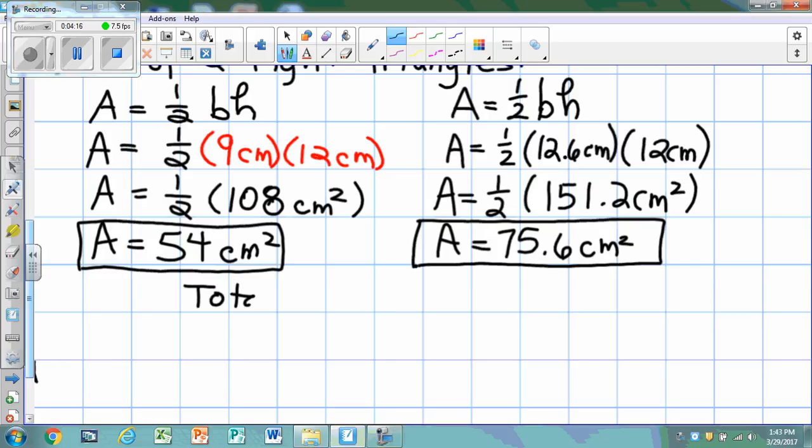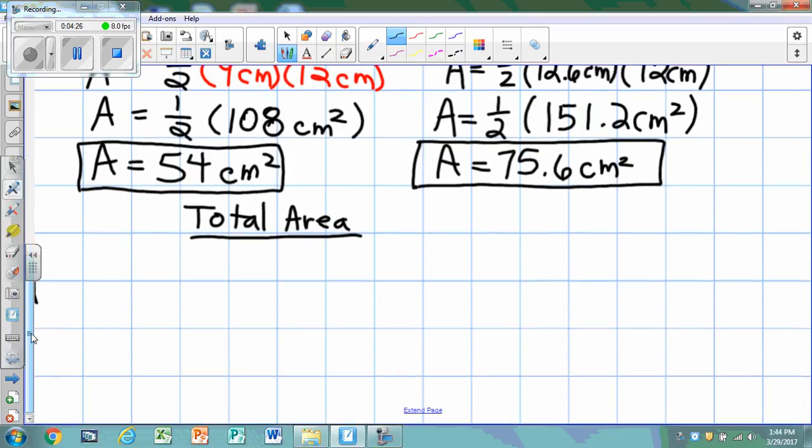So what's the last step we have to do to find the total area of those two right triangles? Add them together. So let's do that. We've got 75 and 6/10 centimeters squared, and we've got 54 and 0/10 centimeters squared. When I have a number that doesn't have tenths and I'm adding it to something that does, I'll put zeros as placeholders so that I don't get my place value columns messed up.